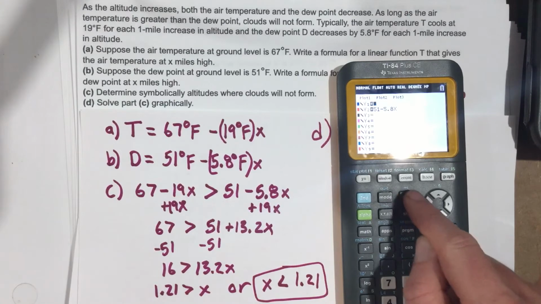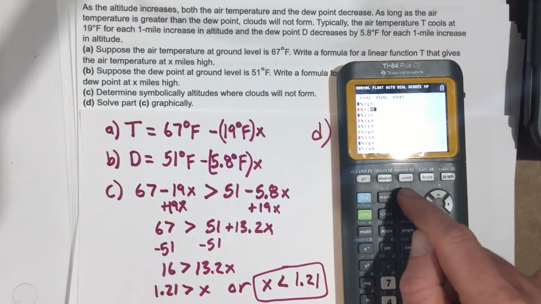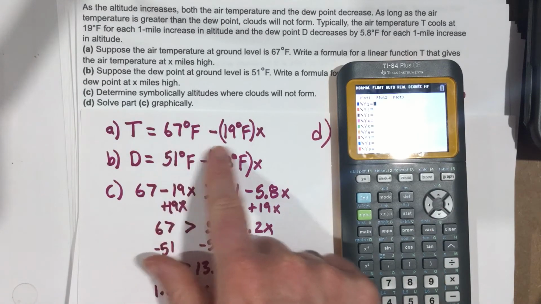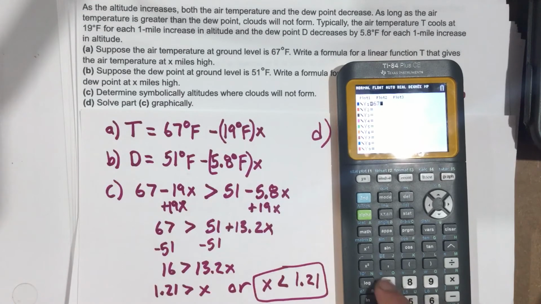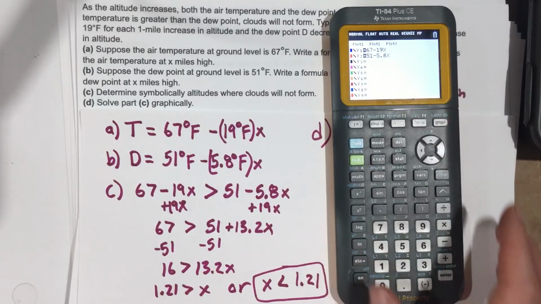I'm just going to delete these out, show you how to type them in so we can make this quick and easy. So we're going to type the first equation in. We're going to use the temperature equation, so 67 minus 19x. Then we'll type in the dew point, so that's 51 minus 5.8x. All right, now we're going to hit enter. I'm going to slide this up a little bit, hit enter.